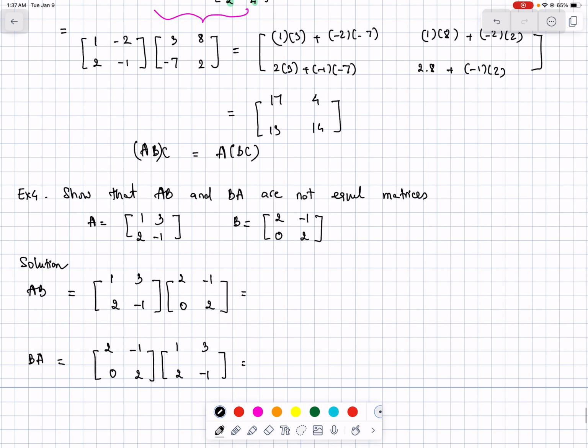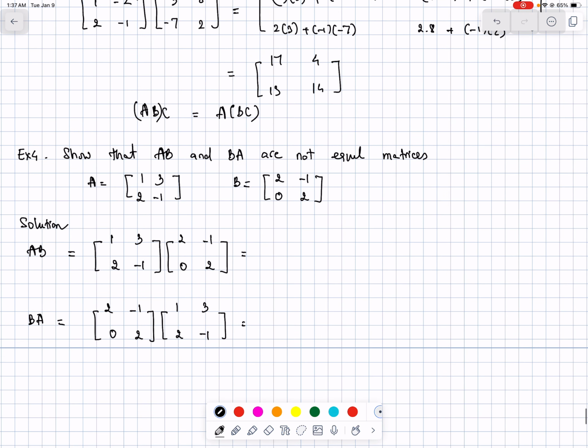Okay, so the next example is AB and BA. We want to show that they are not equal. So the meaning is that these matrices most of the time are not equal. We have some special cases, but we should never assume that they are equal. It's called the commutative property. It's not true. Okay, so let's calculate A times B.